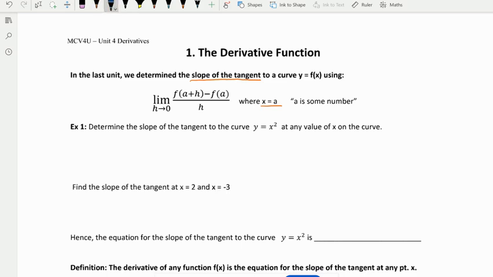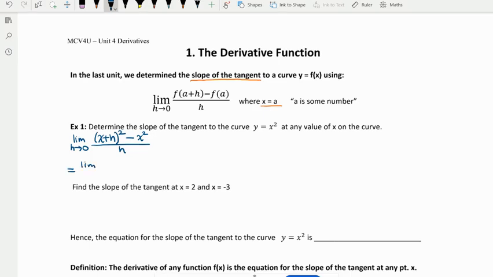Example 1. Determine the slope of the tangent to the curve y equals x squared at any value of x on the curve. So not just a single specific point, but any point. Let's start with the same definition. So slope of the tangent, we start by saying limit of h approaching 0. My function, when I plug in x plus h squared, minus my function of x, which is just x squared, over h.